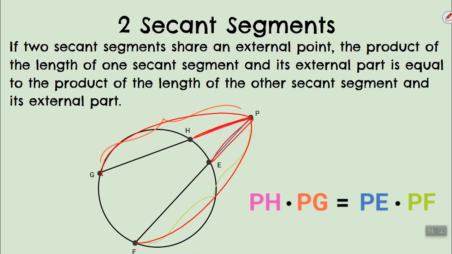So it's a little bit different from the relationship for chords, because it's talking about the entire secant segment from the external point all the way across the circle to the opposite side. So we're going to go over one example of that.